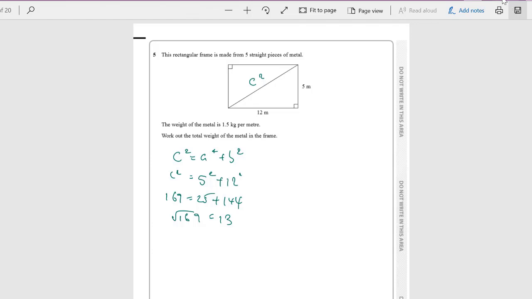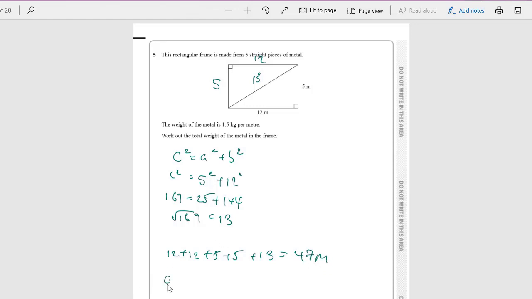So we'll write 13 here, and here is going to be 12, the same, and here 5. So let's add up the lengths. So 12 plus 12 plus 5 plus 5 plus 13, which equals 47 meters.